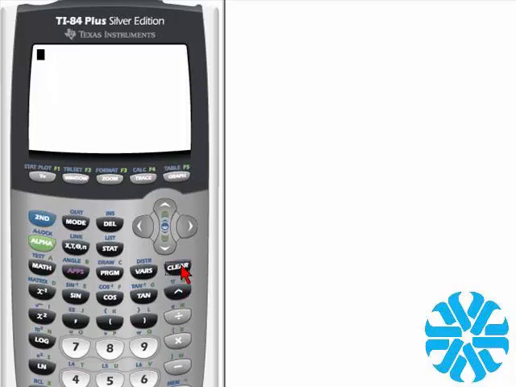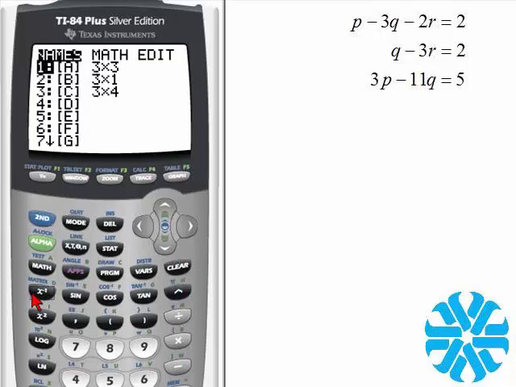For example number 2, we would like to use a matrix equation to solve the following system of equations. P subtract 3q subtract 2r equals 2, q minus 3r equals 2, 3p minus 11q equals 5. So once again, let's go ahead and input this information into our matrices. So let's go second function in matrix.